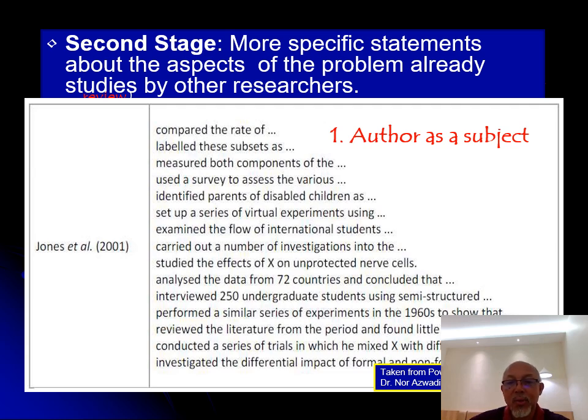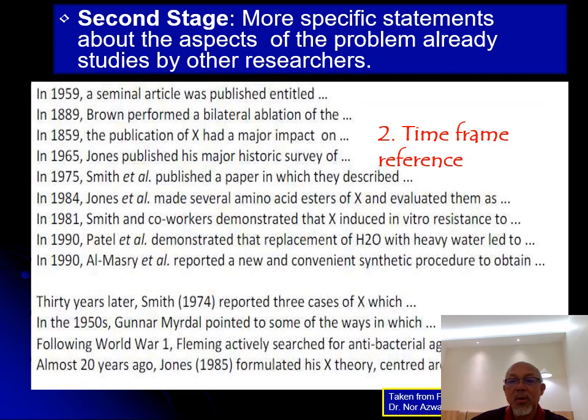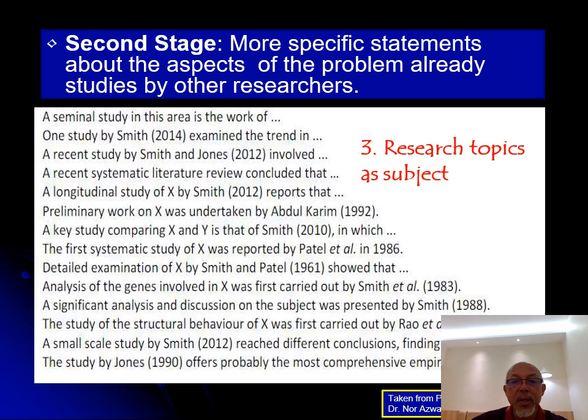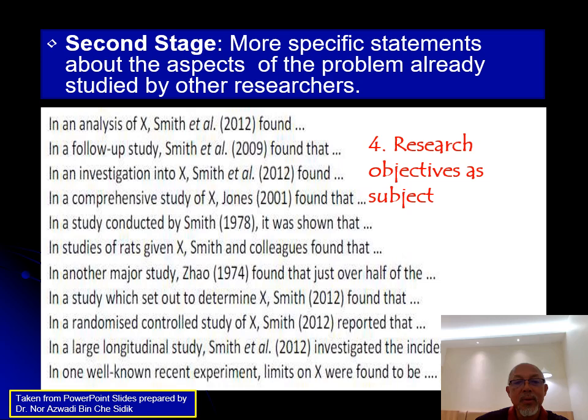So this is very good if we can use this, or we can use time frame in 1981 and so on. Okay, 30 years later, Smith in 1950s. Yeah, so this is one way of doing it. And research topic as a subject, similar study in this area, one study by Smith, and so on. So if you have written your annotated bibliography properly, then you should be able to write this easily. Okay, so later we'll see how it is written.